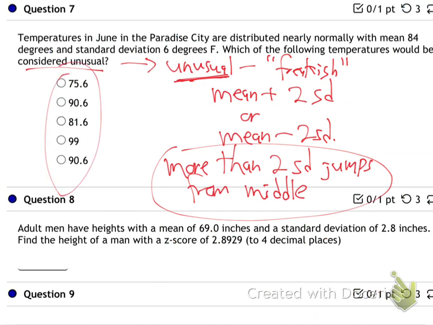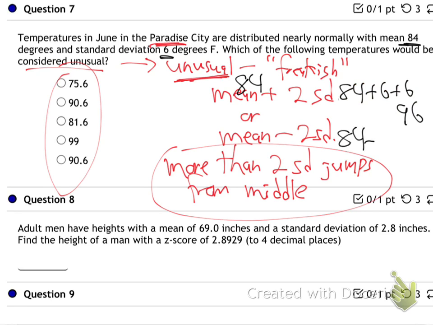Which of these temperatures would be freakishly high or freakishly low for Paradise City? Well, we got to figure out what the limits are on freakishly low and freakishly high to figure that out. So what's the mean? There it is, 84. So 84 plus 2, what's the standard deviation? 6. 84 plus 2 times 6. Or how about I just go 84 plus 6 plus 6? That make sense? What is that? 96 degrees, huh?